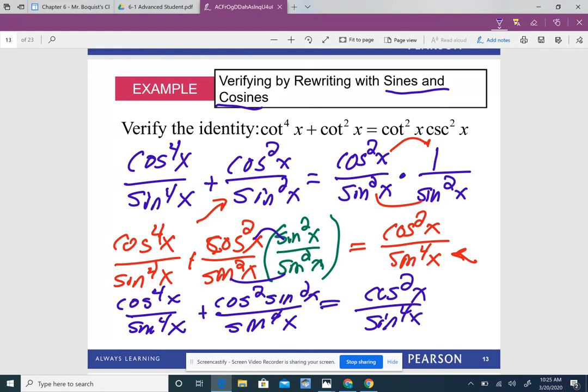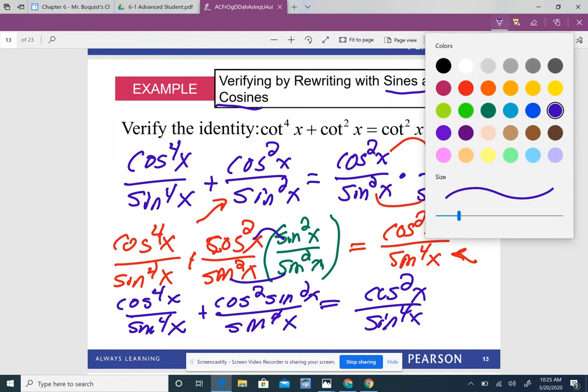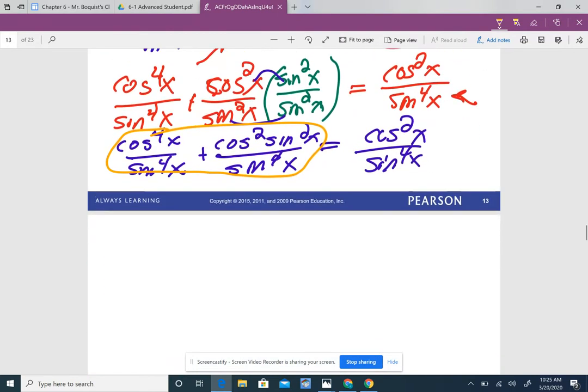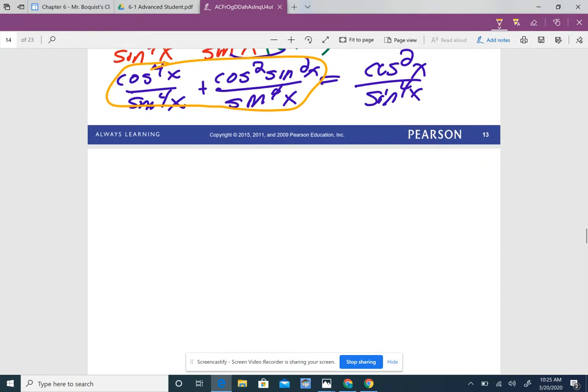So once I scroll to the next slide, what I'm going to do is on this left-hand side over here, I'm going to basically put these together as one term over sine to the fourth, right? And we'll see what happens, right? So there you go. Actually, that's great. You can still see it. Perfect. So what do we have? We have cosine to the fourth x plus this term here.